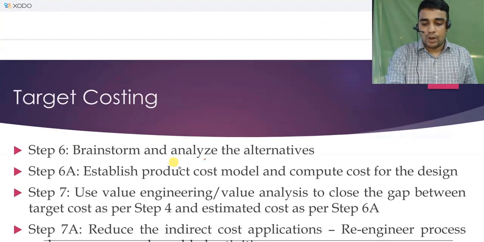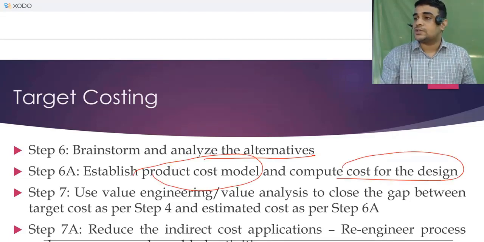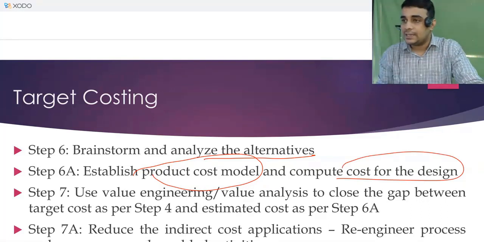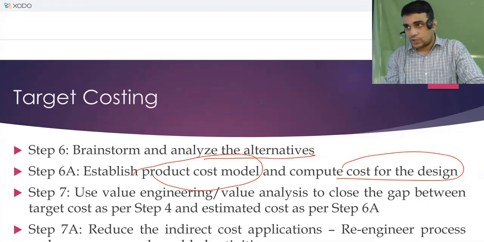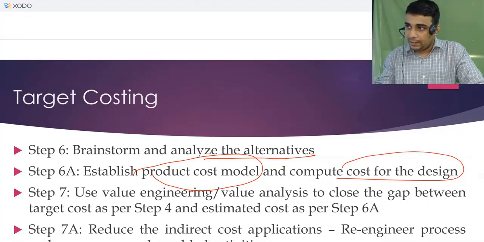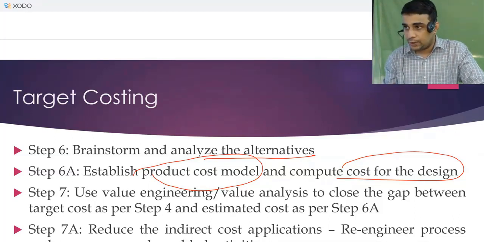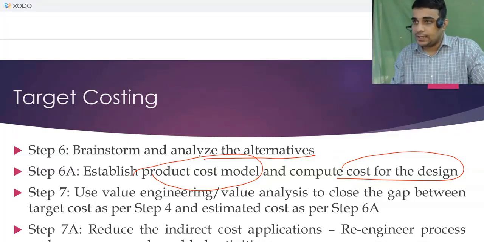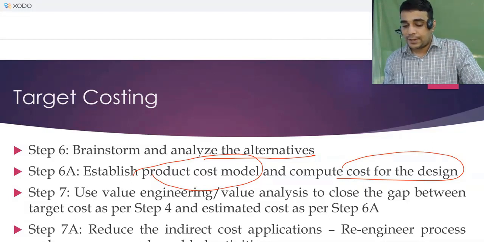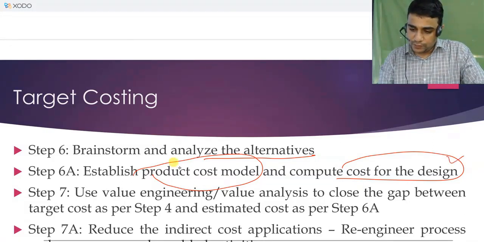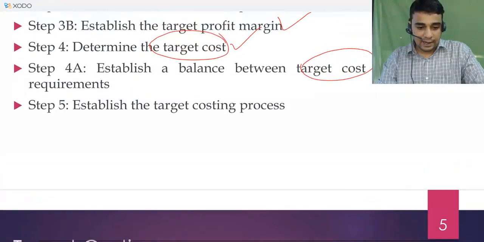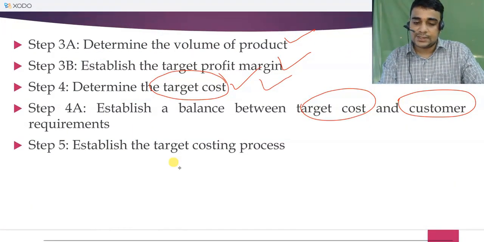Brainstorm and analyze the alternatives. Establish product cost model and compute the cost of the design. There is a cross-functional team which forms from multiple departments which join together. They look at various alternatives by which the product can be manufactured, and for each of them you calculate the cost. So whatever cost you have calculated in 6A and whatever target cost you decided in step 4, there can be a gap.